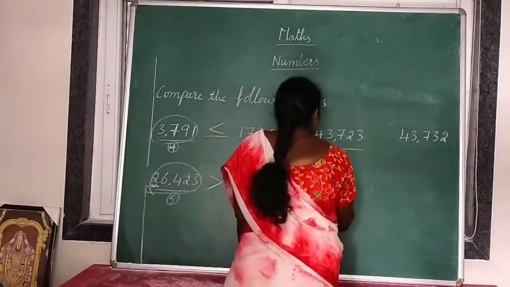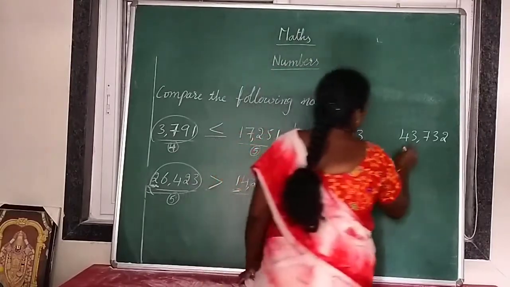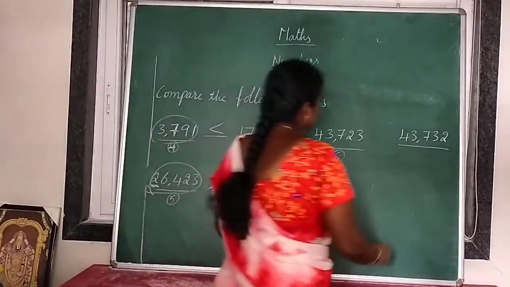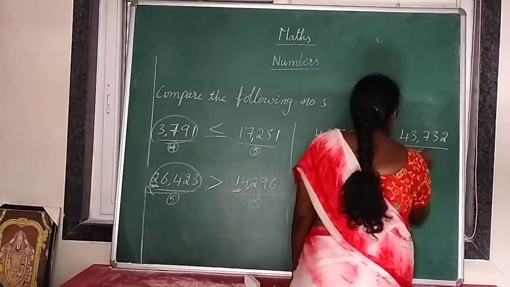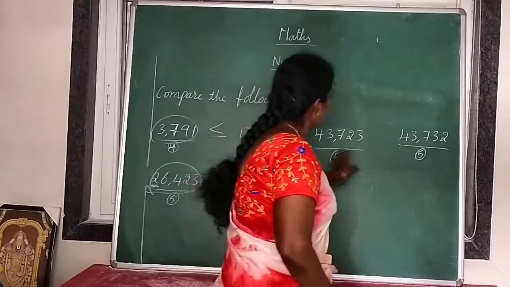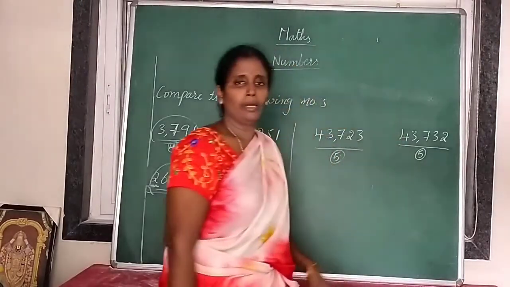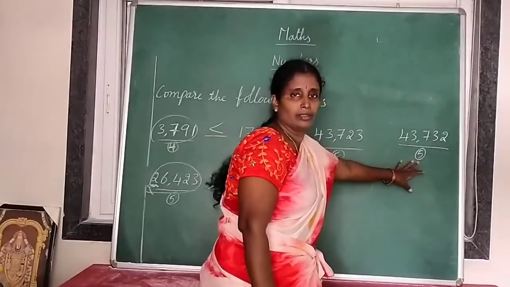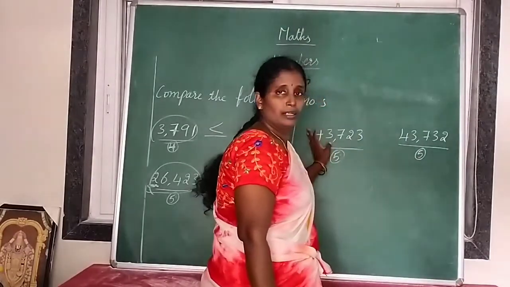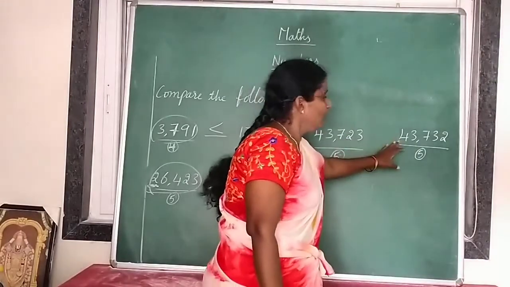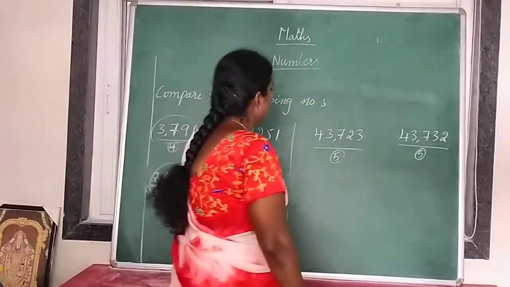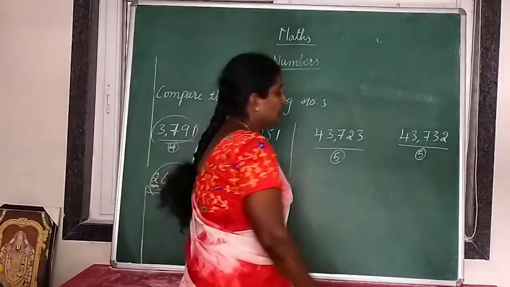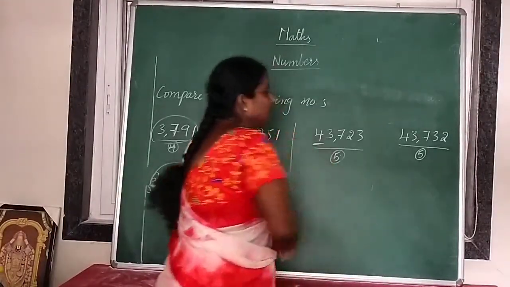5. So it is a 5-digit number. And here also 5 digits. This is also a 5-digit number. Same number of digits in two numbers. So compare the digits from the highest place value. So what is the highest place value? 10,000s. Here how many 10,000s are there?